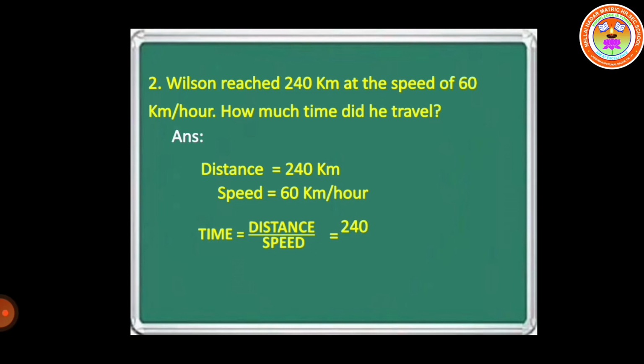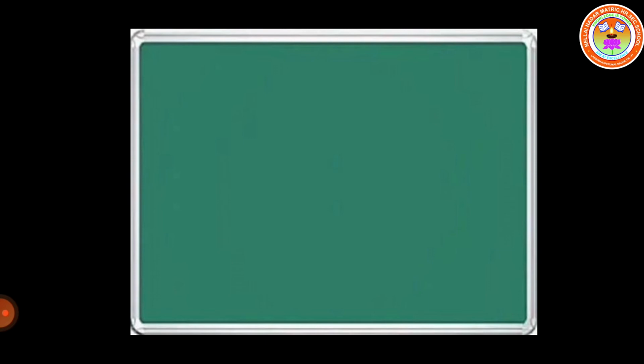Distance 240, speed 60. When we divide, we will get 4 hours. So the time taken by Wilson is equal to 4 hours. How many hours he traveled? Wilson traveled 4 hours.